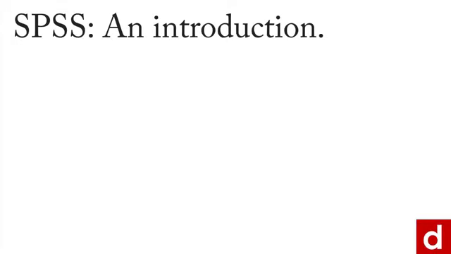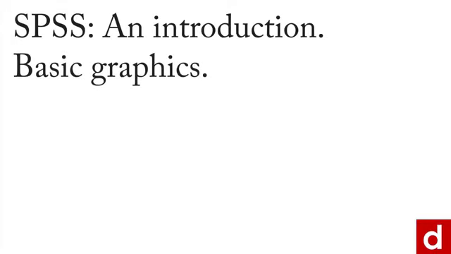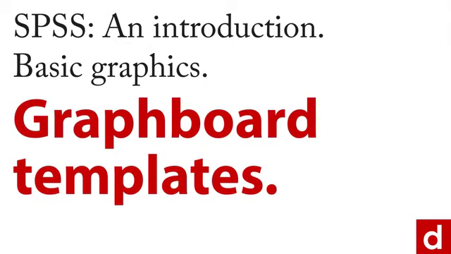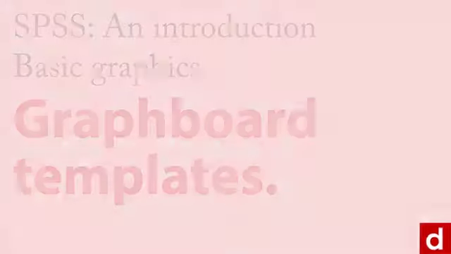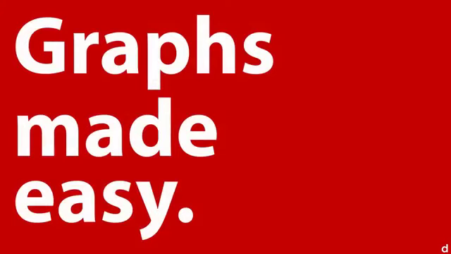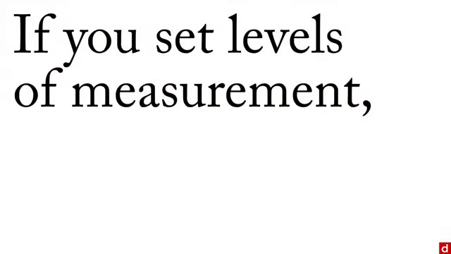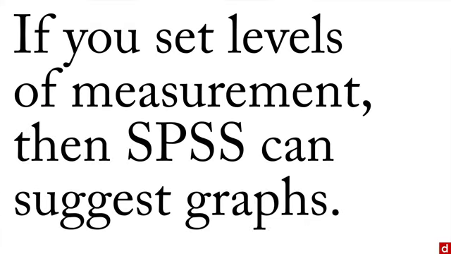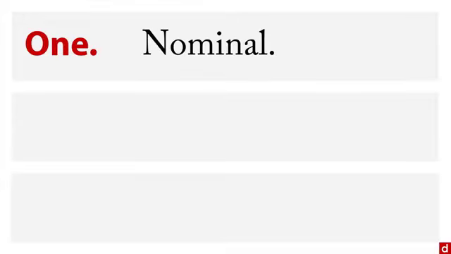Our next step in SPSS and introduction is to look at basic graphics because those are always a good first step in analysis. And the easiest way to do that in SPSS is with something called Graphboard templates. Really, you can just think of these as graphs made easy. The idea here is that if you set the levels of measurement in SPSS, then SPSS can suggest graphs that would be appropriate for those variables. Now, in terms of level of measurement, remember, SPSS uses three. Number one is nominal for different categories.